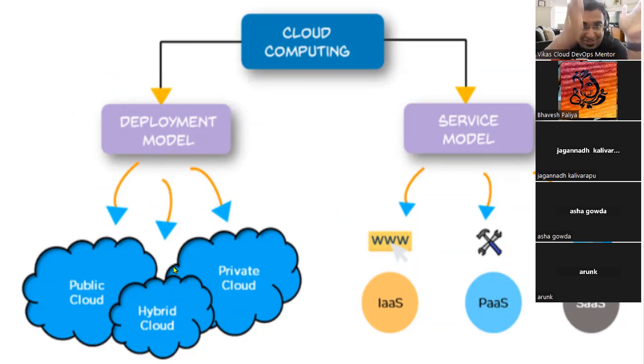Whatever we are discussing till now is a deployment model. Public cloud, private cloud, hybrid cloud, varieties of cloud. That is called deployment model. Now, cloud has another part that is called service model. When I'm talking about the service model, it has infrastructure as a service, platform as a service, software as a service. These are the different service models available in the market.